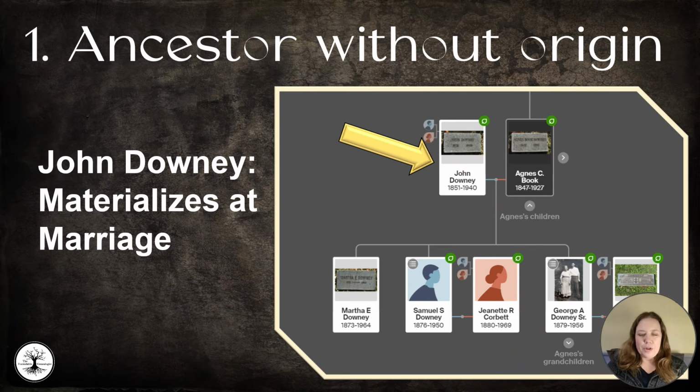So you need to recognize and note different details that can be significant when you're looking at records. Like in this example here, I have John Downey, and there were no records for him prior to the 1880 census when he's already married to Agnes Book and living in Ohio. Now, he should show up with parents or some family on the 1860 or 1870 census because every U.S. census after 1850, and including 1850, lists everyone in a household, not just the head of household.